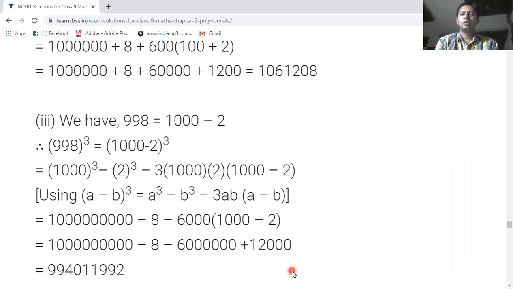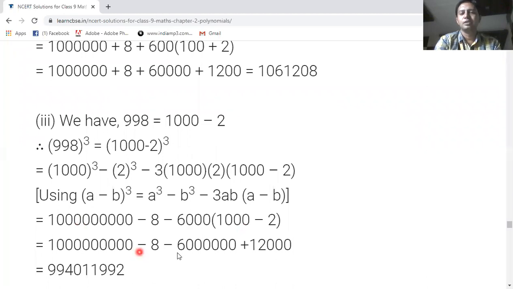After substituting the values, a³ is 1000³ minus 2³, that is 8, minus 3 into 1000 into 2, that is 6000, times (1000 − 2). Now 1000³ is 1 followed by nine zeros, minus 8, minus 6000 inside the bracket multiplied by (1000 − 2).